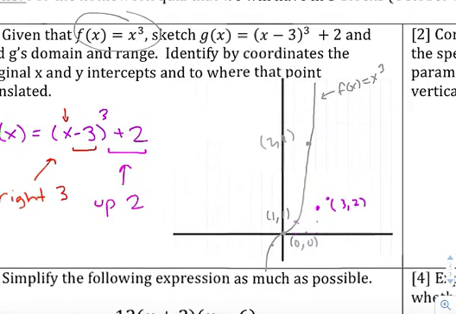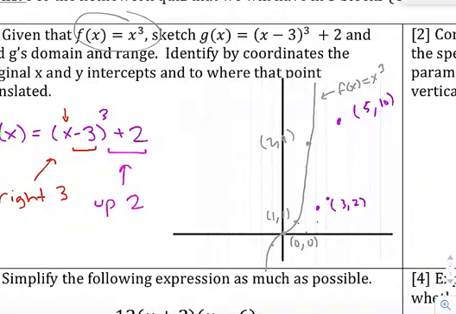Sorry about that. So we shifted to the right 1, 2, 3, and then up 2. And so now we should be at 5, 10. You just have to have a clear sense of how it changed. You don't necessarily have to have a graphing calculator to do this.